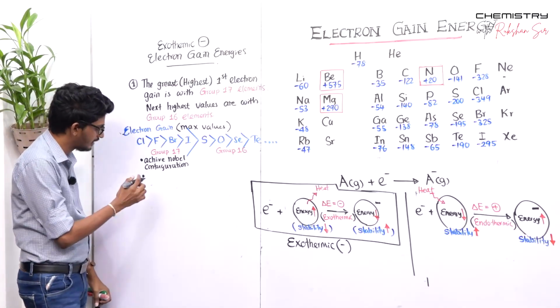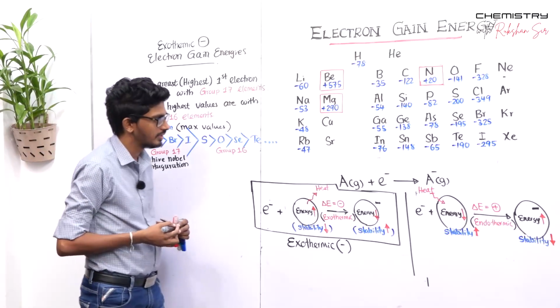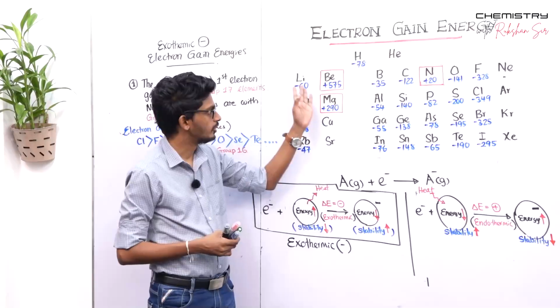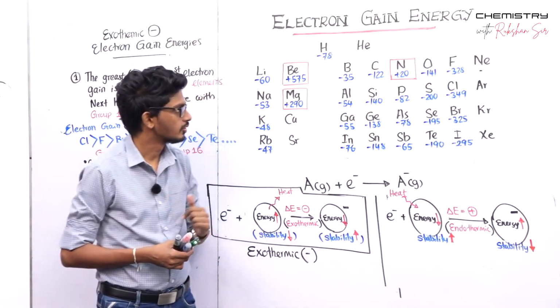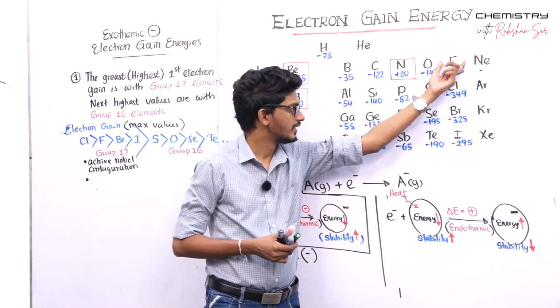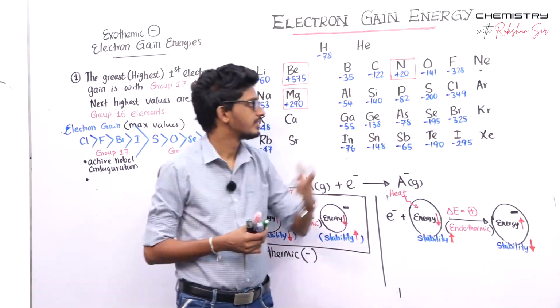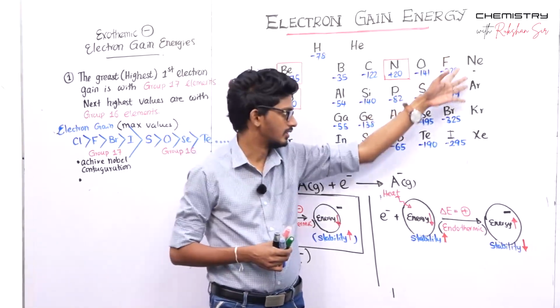The second reason for these guys to show the greatest first electron gain ability is that they have the greatest effective nuclear charge. That means when going towards the right, the effective nuclear charge increases. So group 17 elements represent the greatest effective nuclear charge other than the noble gases, right?